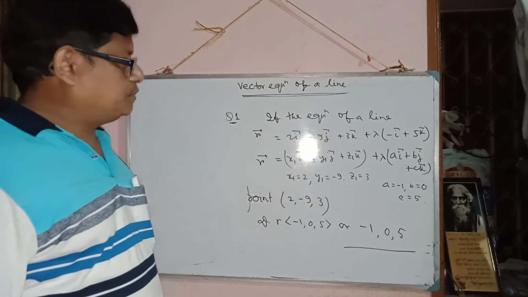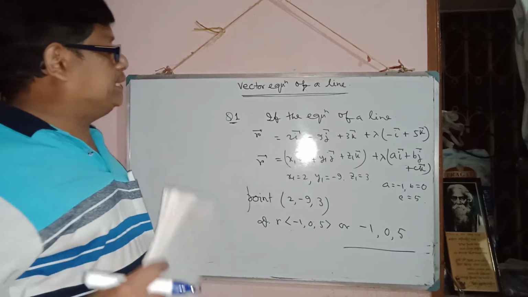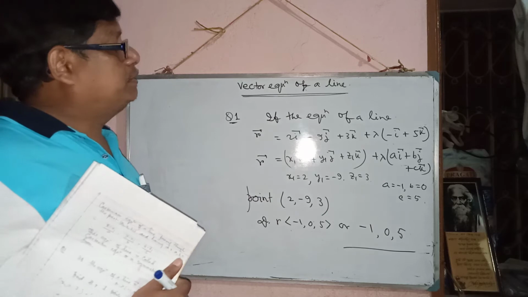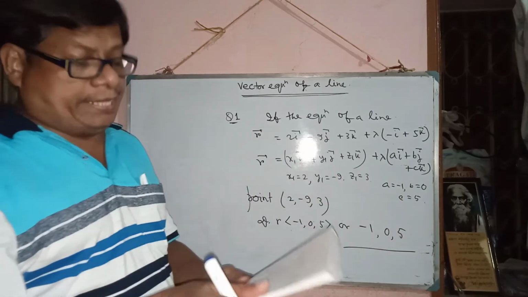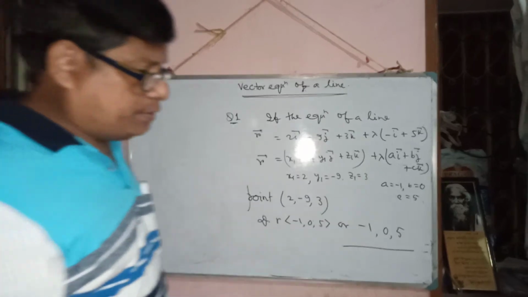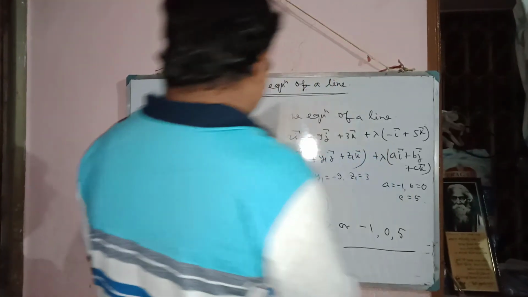So this is given: the point is 2, minus 9, 3 and the direction ratios are minus 1, 0, 5. Similarly, next I am giving question number 2.